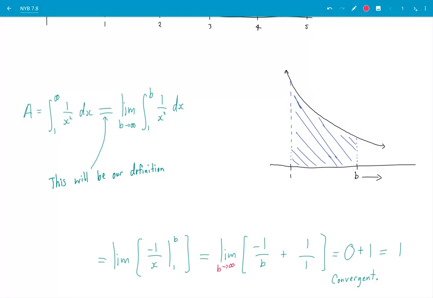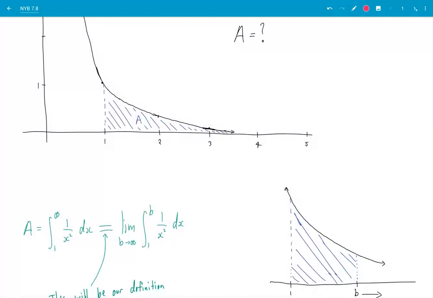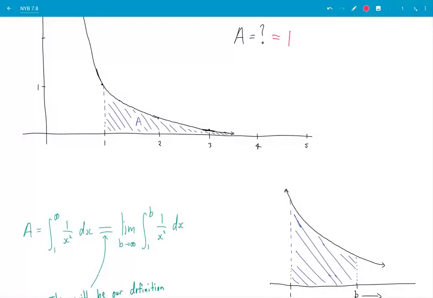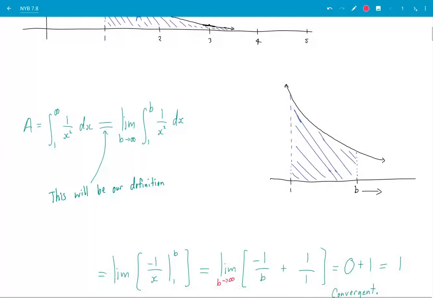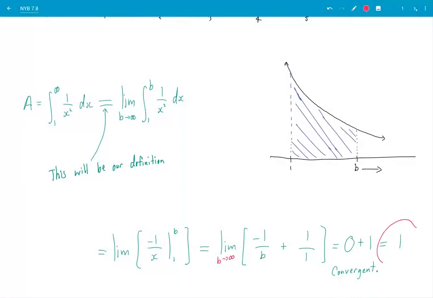So what are we saying? We are saying that this area here is 1 unit. So if this is 1 centimeter, and this is 1 centimeter, then this would be 1 centimeter squared, that lies under this curve between 1 and infinity. Now, in this case, we got a number. We did our improper integral, and we came up with a real number. So this is what we call convergent. We call this improper integral convergent.